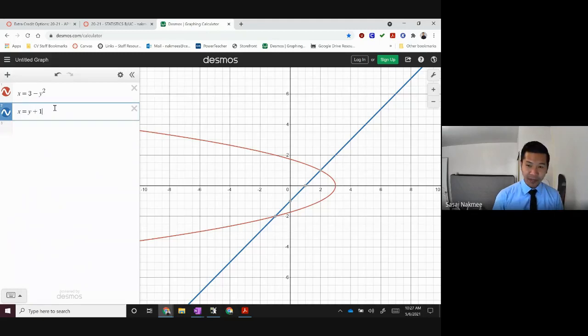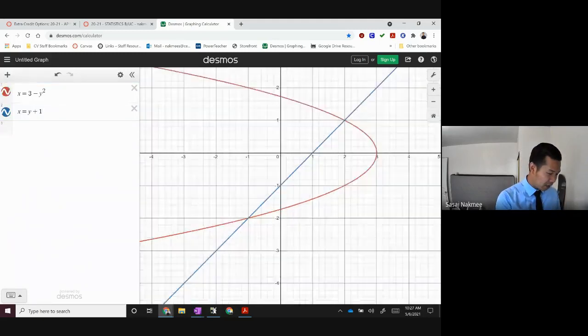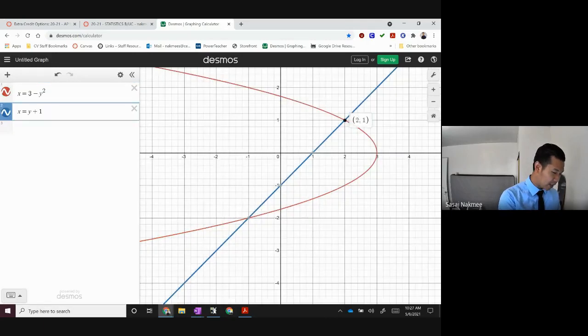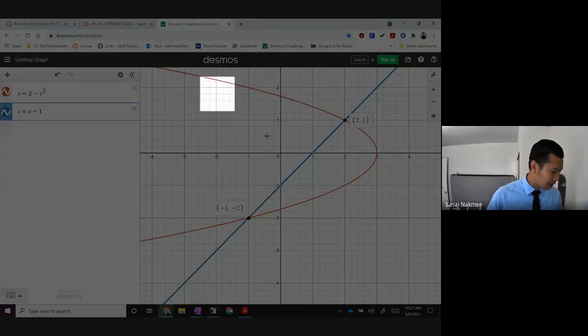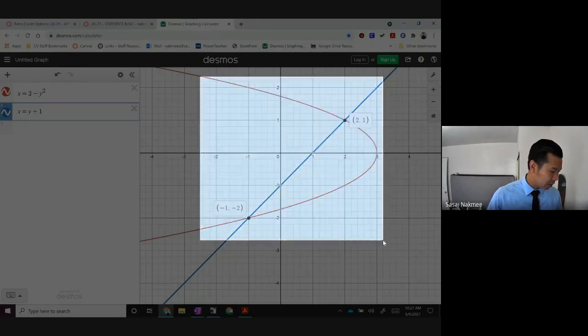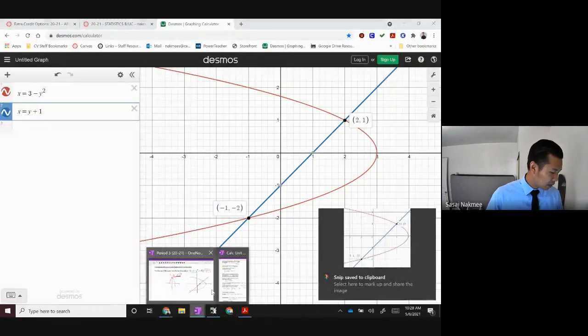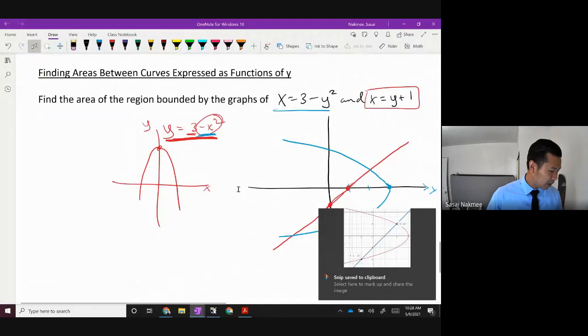Not only that, though, Desmos also helps you see where they intersect. If you want to take a look, that's going to cross there, and that's going to cross there. Now, here's the thing: if we're doing it in terms of y, I don't take the x values for my integral, right? I don't take the x values for my integral. I'm going to just screenshot this for right now and take this with us over here. So let's go ahead and put this over here.